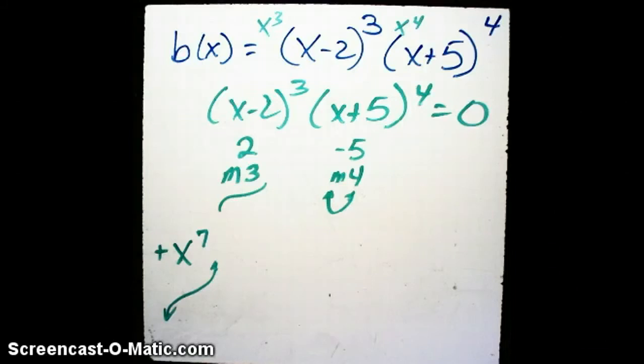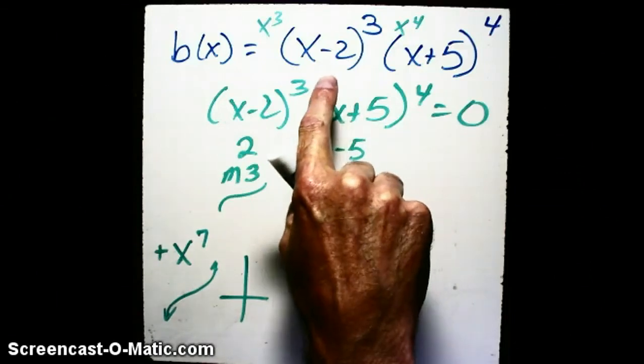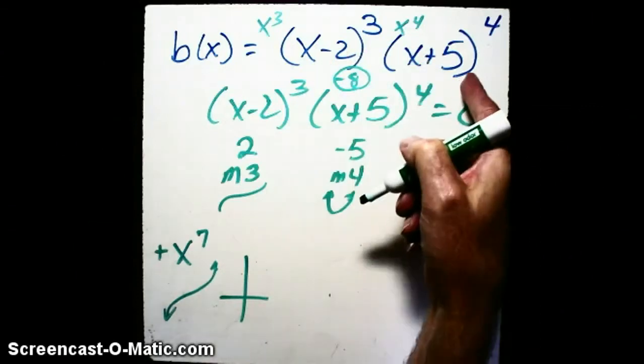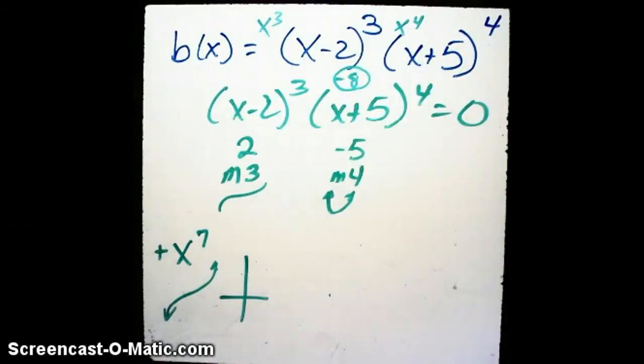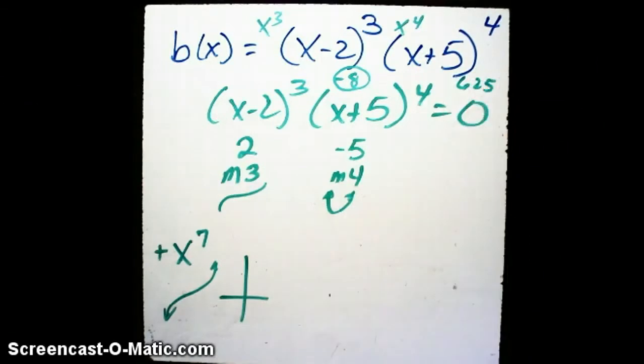Now, what about the y-intercept? Can you tell me where the y-intercept is? Well, let's do this. Negative 2 cubed would be negative 8. And 5 to the fourth. Well, let's see, that's 25 times 25, which is 625. Now, 625 times a negative 8 is a very large negative value. I don't think we're going to be able to make that work on a graphing calculator. But it's way down here.